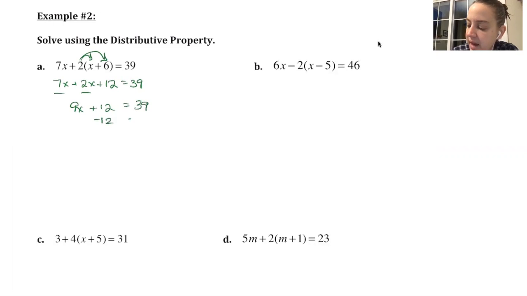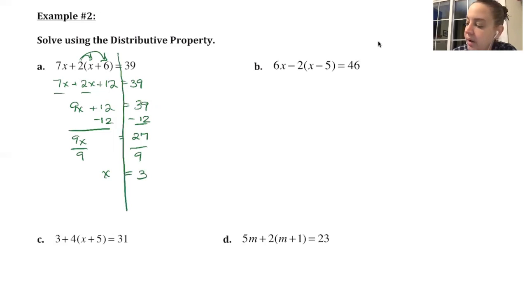Subtract 12 on both sides of the equal sign. So 9x is equal to 27. Divide both sides by 9. X is equal to 3. So again, lots and lots of steps. It's really important I see your work.